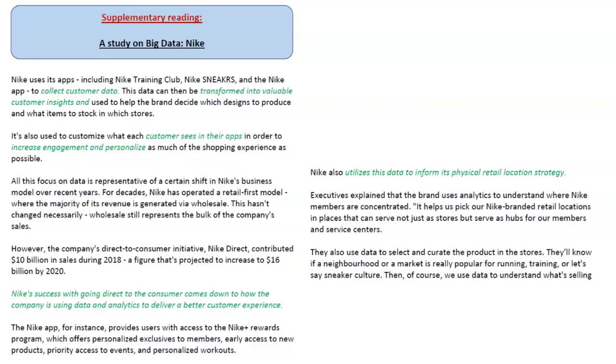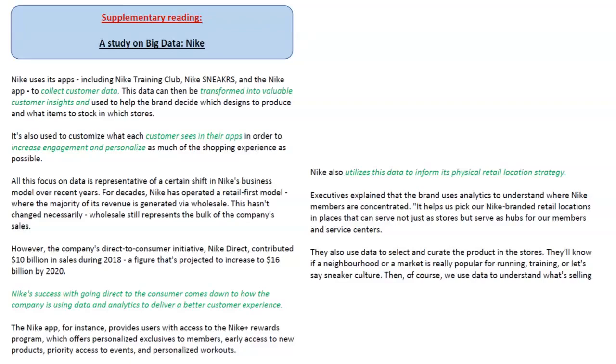So Nike uses its apps, including Nike Training Club, Nike Sneakers, and the Nike app to collect customer data. This data can then be transformed into valuable customer insights and used to help the brand decide what to make, where to make, what to keep in stock. It's also used to customize what each customer sees in their apps in order to increase engagement and personalize as much of the shopping experience as possible.